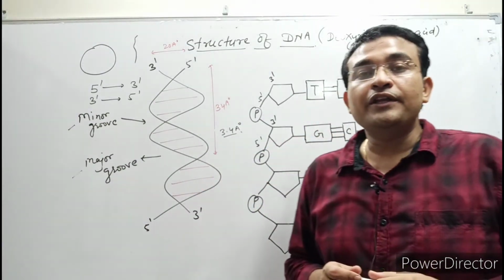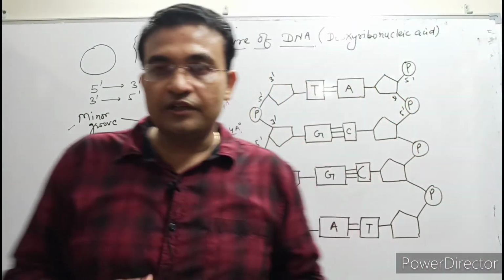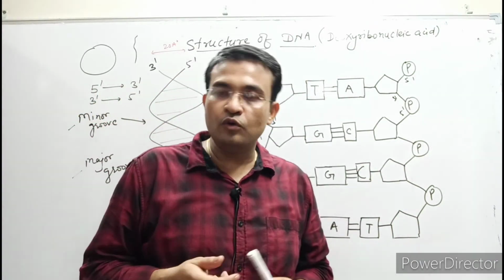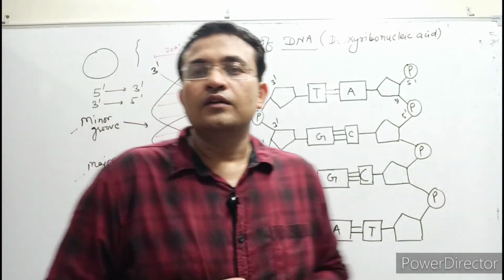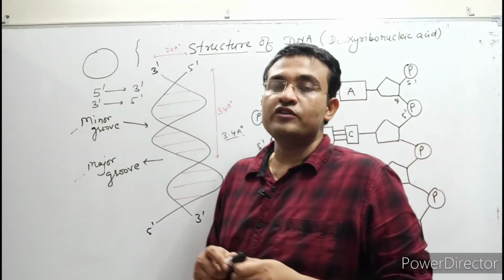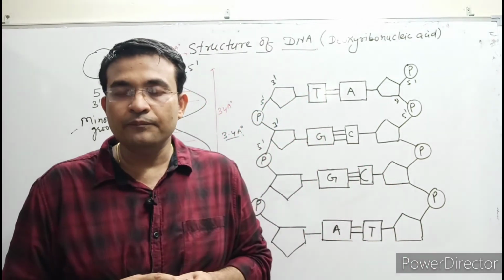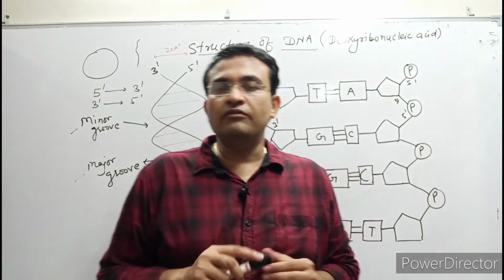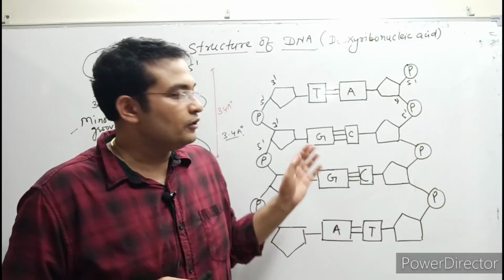DNA has the ability of replication. It means it can replicate and produce a similar molecule of itself. So it was the double helix model of DNA proposed by Watson and Crick in 1953, and in 1962 Nobel Prize was given to Watson and Crick for this model.